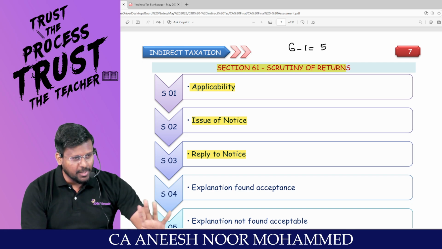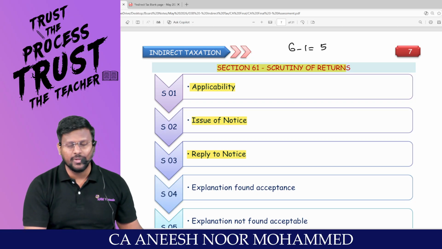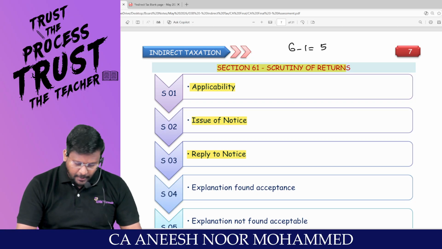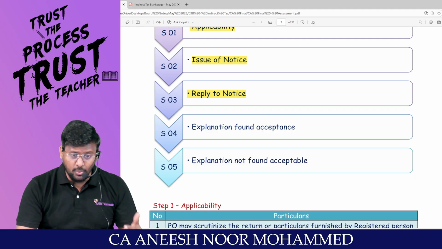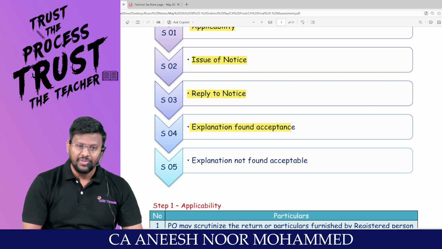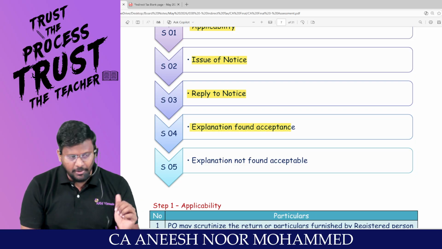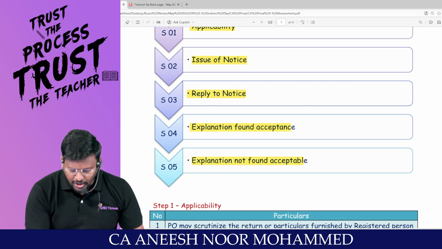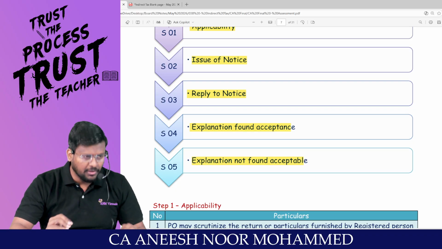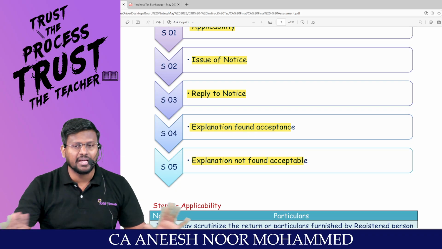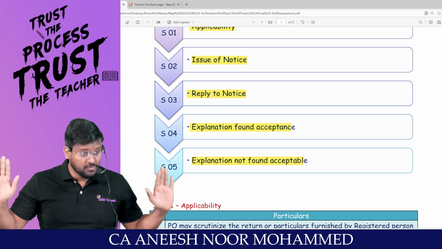It is not a discrepancy, sir. This is a genuine case. Like that, you have to explain. Then, my dear lovable students, the PO may feel the explanation you are giving is acceptable. Explanation found acceptable. Or he will say that the explanation is not found acceptable. If the explanation is found acceptable, then no further action. That's it. Assessment has been closed.